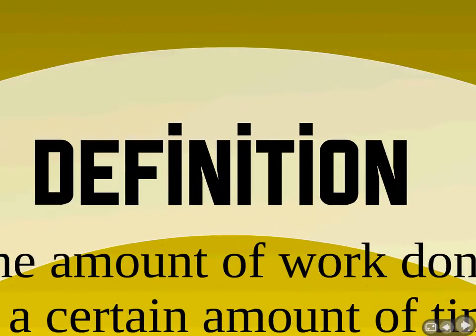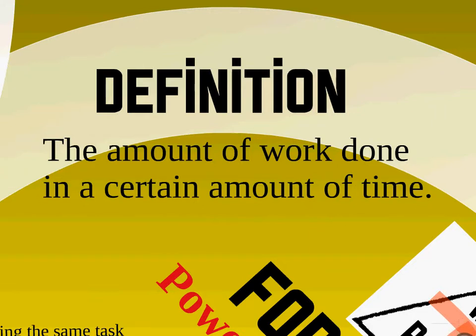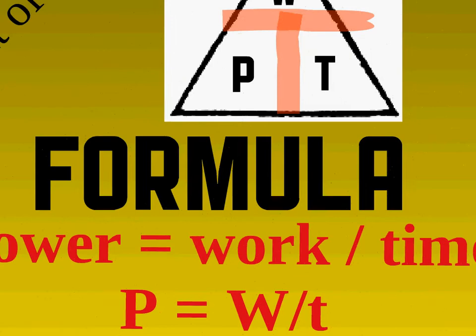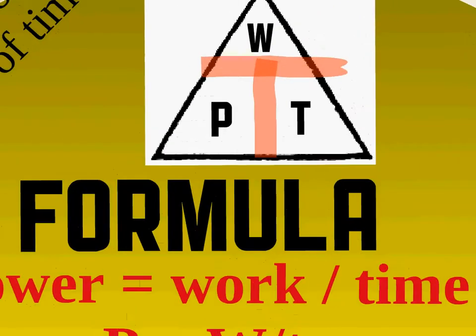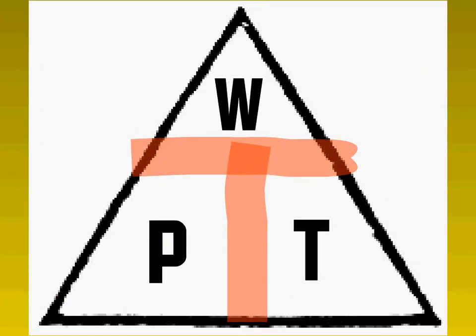The definition of power is the amount of work done in a certain amount of time. It's basically the rate at which work is done. Anytime time is in the formula or in the definition, it is considered to be a rate. The formula for power is work divided by time, or P equals W divided by T. If you want to use the triangle, make sure you put W on the top, P and T on the bottom.